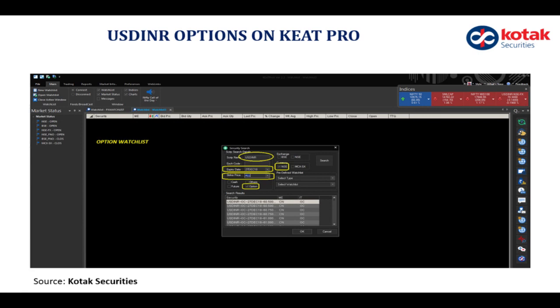initially I would suggest that you watch this market on a daily basis, because it is very important when you are starting off to have a feel of this market. So create the watch list, just see how the prices are moving.